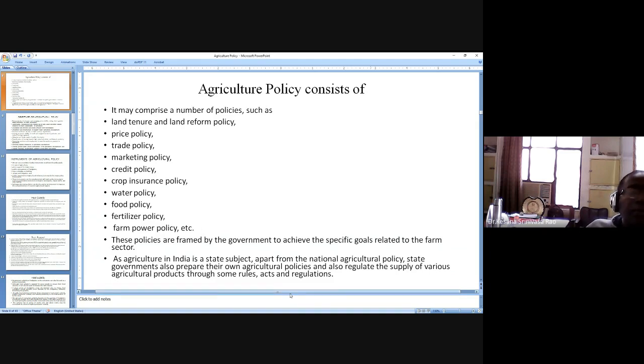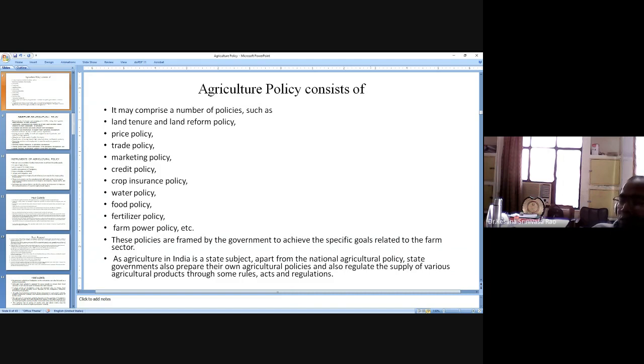And farm power policy. Irrigation is not there in each and every place, so electricity is playing such a major role. In each and every state, what exactly is the farm power policy? For the politicians, they are using these two policies in a very free manner.